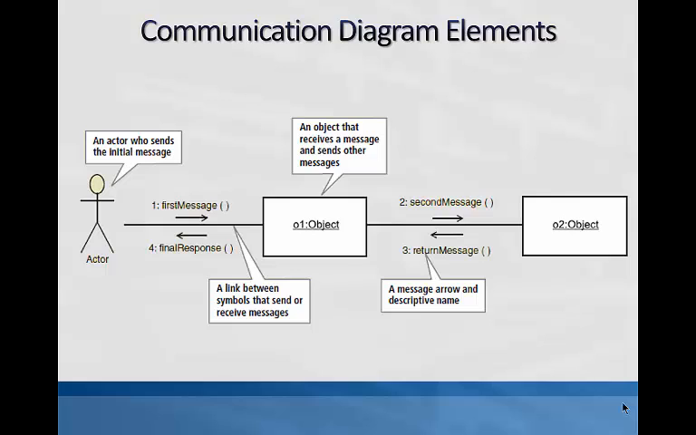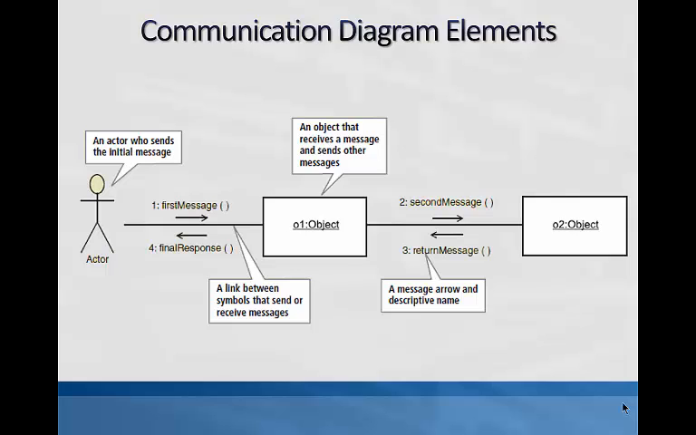This figure illustrates the elements on a communication diagram. The stick figure is called an actor and represents the external role of the person or thing that initiates the use case by sending in messages. The rectangles represent the instantiated objects that perform the actions to carry out the use case. These objects receive messages and send other messages.